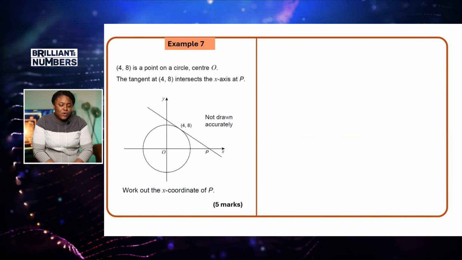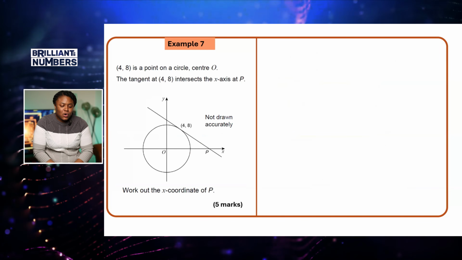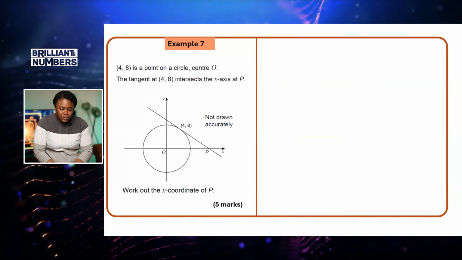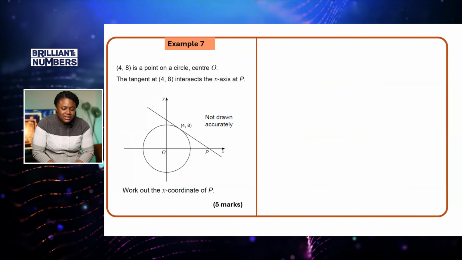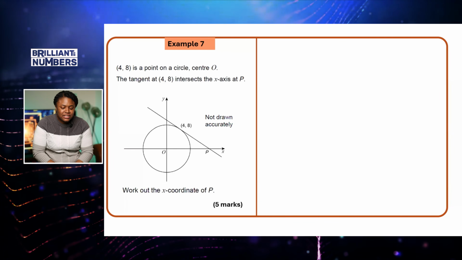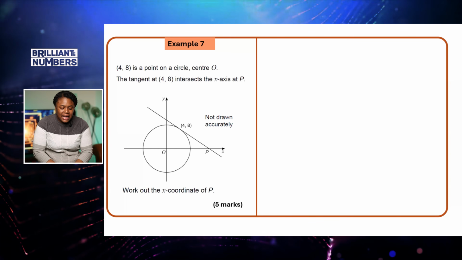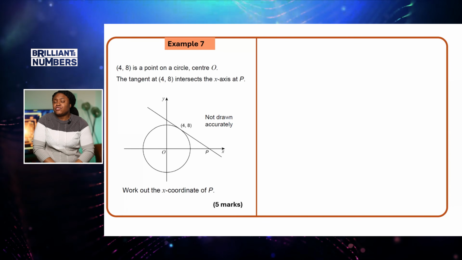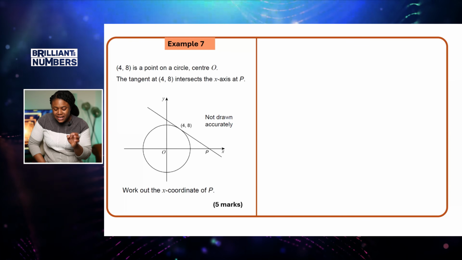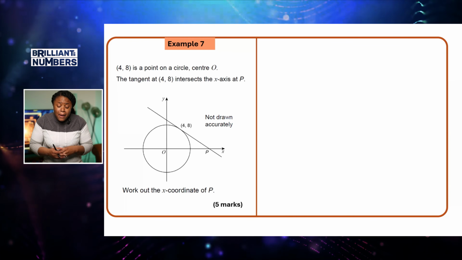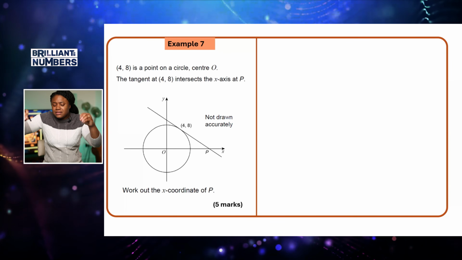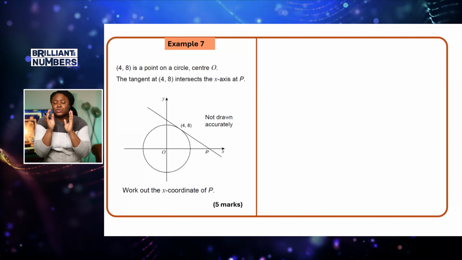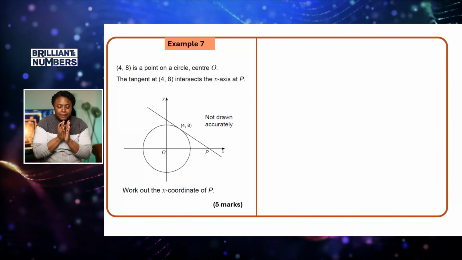So we go ahead now, and for this one, we're told 8 is a point on the circle with center O. The tangent at 8 intersects with the x-axis at P. Work out the x-coordinate of P. Another context here, a little bit different, but we have done a lot of little skills that prepare us for this. So now we just want the x-coordinate of P.